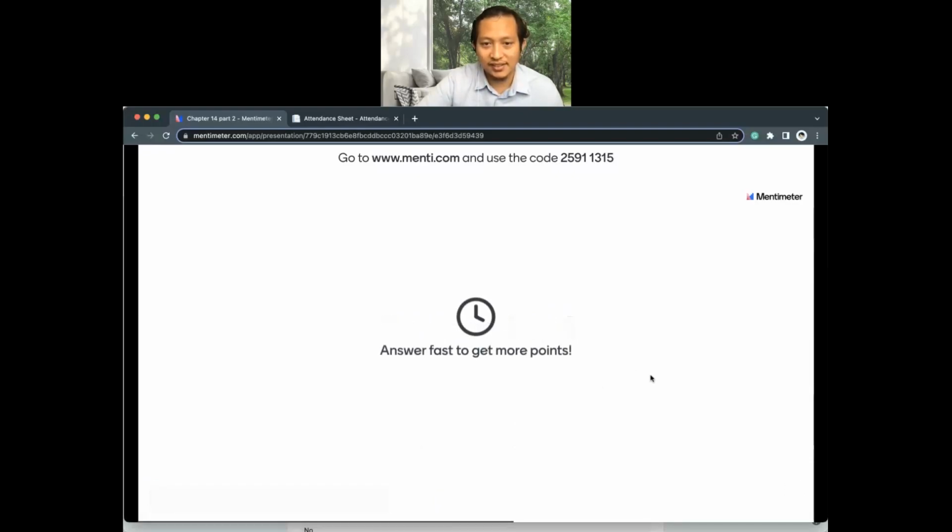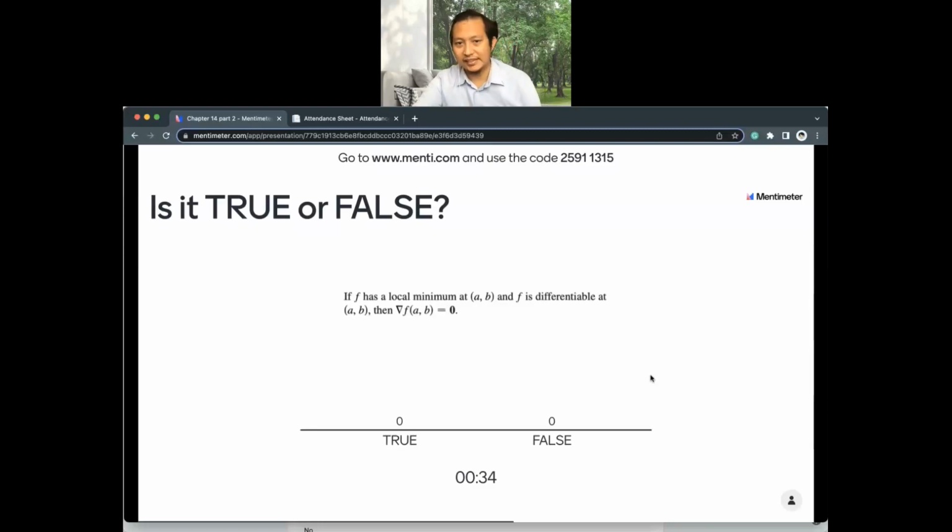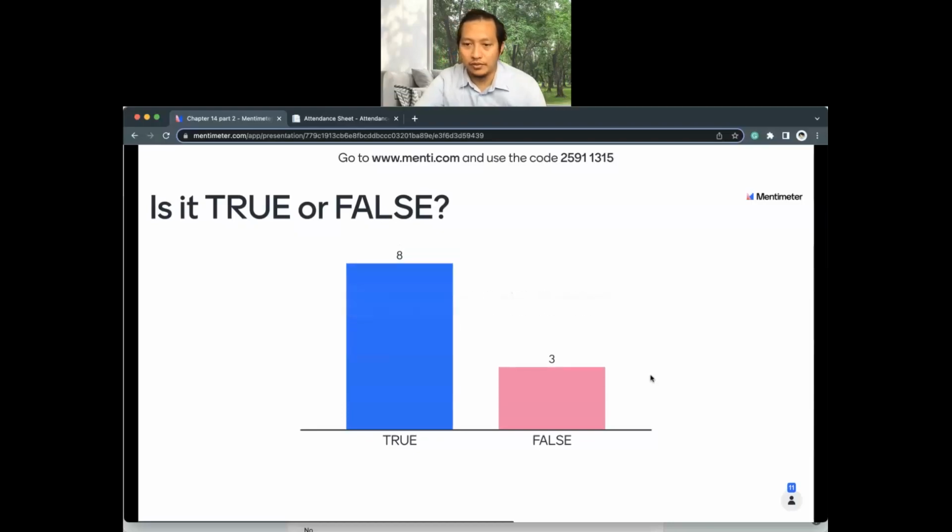Okay, question three. Yeah, remember we just learned about this, but perhaps it's not in terms of the gradient vector. But if you remember what the gradient vector is, then you can know what it is. Yeah, it's true. The partial x partial y equals zero. That's what it means for the gradient vector.